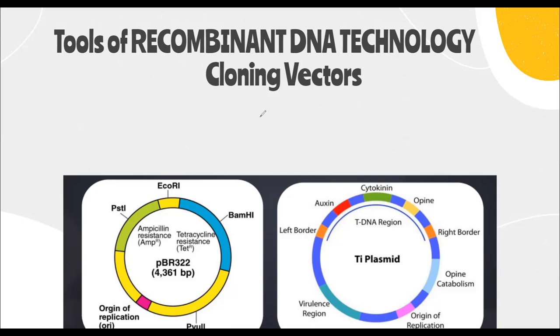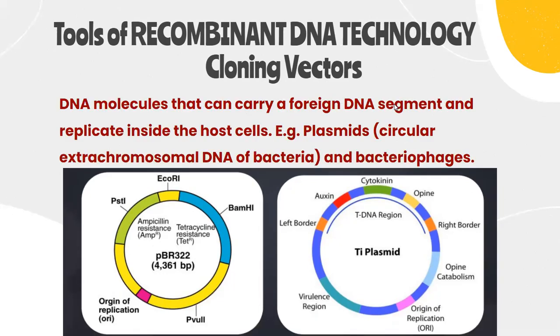So vectors are again DNA molecules that will carry a foreign DNA segment, and they will replicate inside the host cell. It can be a plasmid, which is circular extrachromosomal DNA of the bacteria. This we have discussed in the eleventh standard and your lower standard. Also, viruses which infect bacteria, bacteriophages. Okay, many examples are there of cloning vectors. So two examples you can see: pBR322 and Ti plasmid.